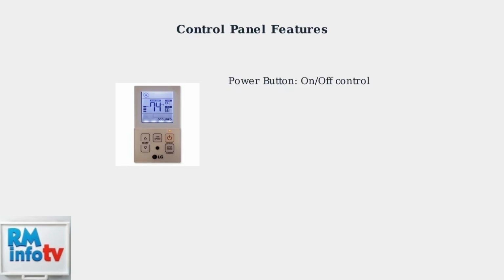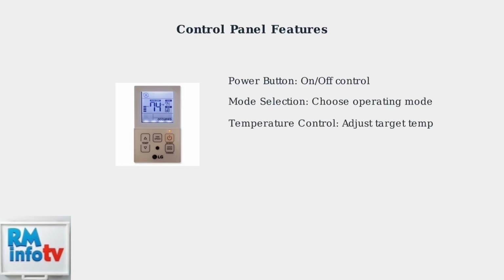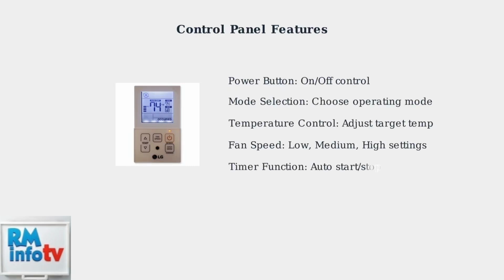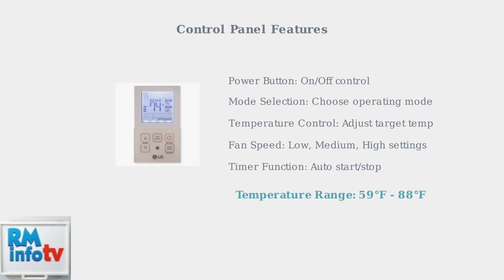The control panel provides intuitive access to all AC functions. Modern LG units feature digital displays showing current settings, temperature readings, and operational status. Temperature controls allow precise adjustment of your desired room temperature. Most LG models support temperature ranges from 59 to 88 degrees Fahrenheit, with 1 degree increments for optimal comfort.